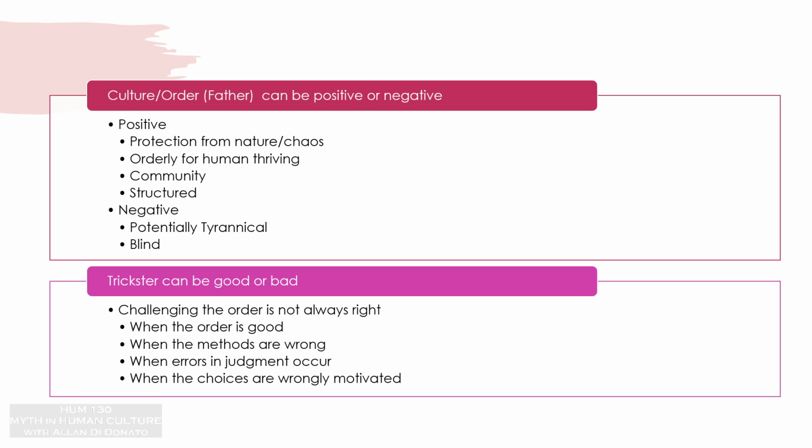And whether the trickster is good or bad depends on what they're challenging, right? So the trickster, when they challenge the order and the order is good, they're going to come across as the villain, right? Now, they're bad, of course, when they challenge a good order. They could also be bad when they use the wrong methods. They could be bad when they make errors in their judgment. They could be bad when they have the wrong motivation. Okay, so that's why I say the trickster, depending on how they're used, depending on how the story unfolds, is a precursor to the hero, but they're also a precursor to the adversary or to the villain.